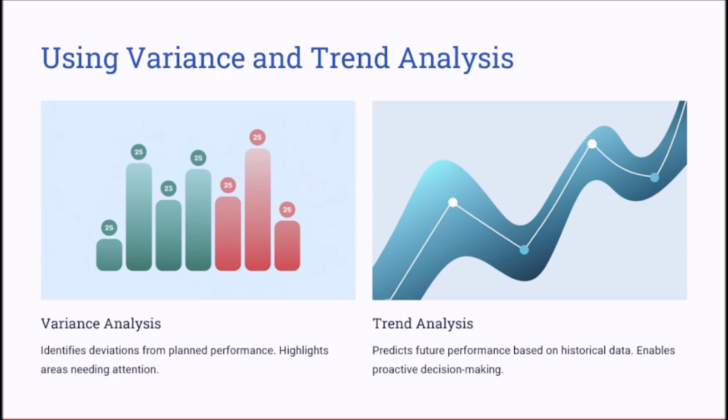Using variance and trend analysis. Variance and trend analysis provide critical insight into project performance. Variance analysis highlights the deviations, while trend analysis helps predict the future performance. By leveraging these techniques, project managers can make proactive adjustments before issues escalate. Let's take an example of a construction project. Using the trend analysis, the team noticed increasing labor costs over 3 months, and this early insight helped to adjust resource allocation, preventing budget overruns.